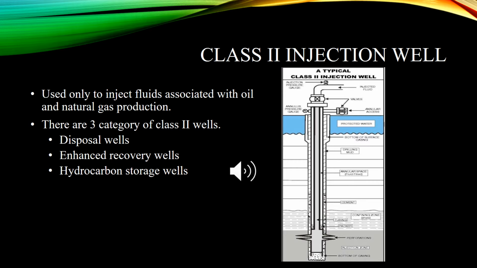The number of Class 2 wells varies from year to year based on fluctuations in the oil and gas demand and production. Approximately 1,800 Class 2 wells are in operation in the United States. There are three main classes of Class 2 well. These are disposal wells, enhanced recovery wells, and hydrocarbon storage wells.